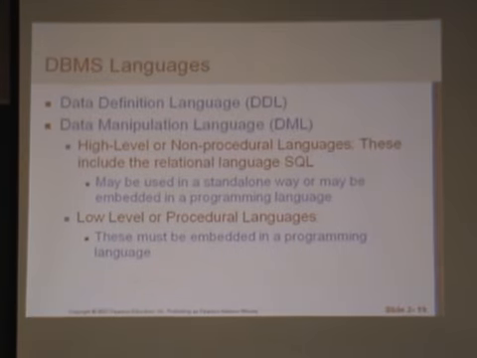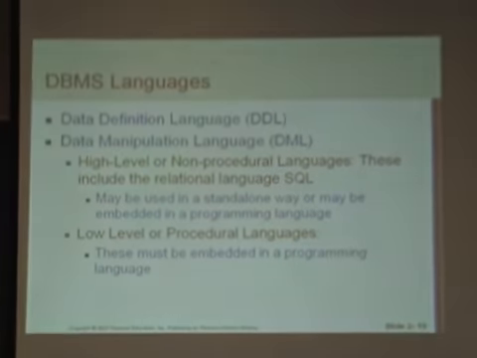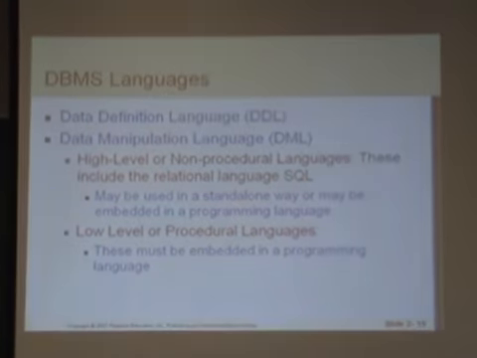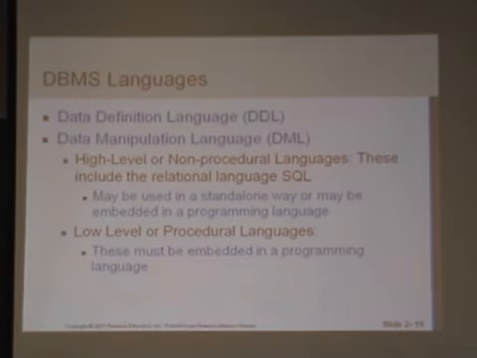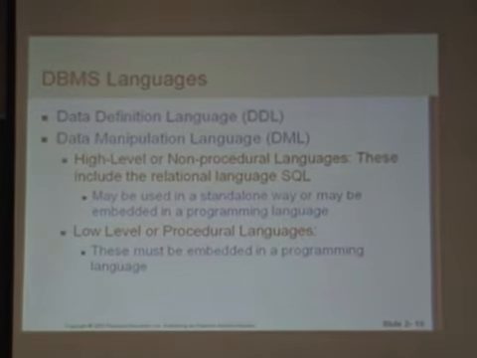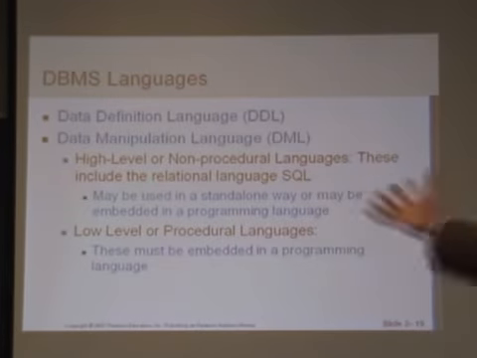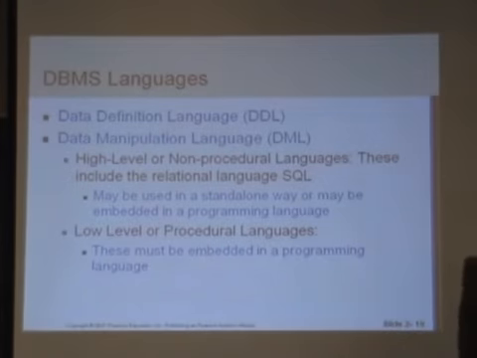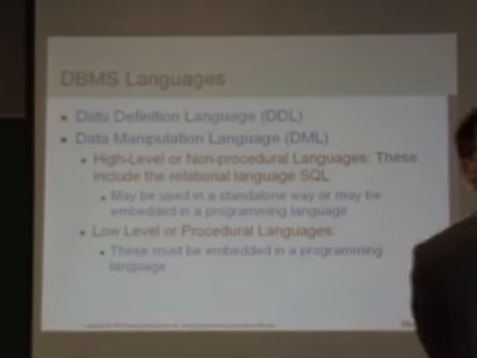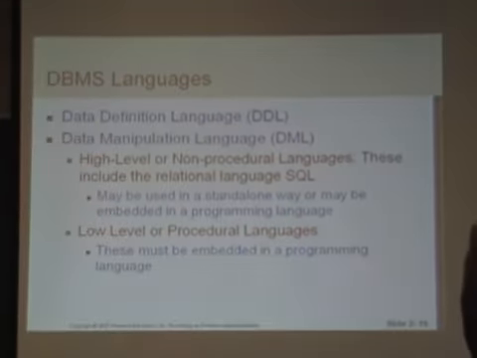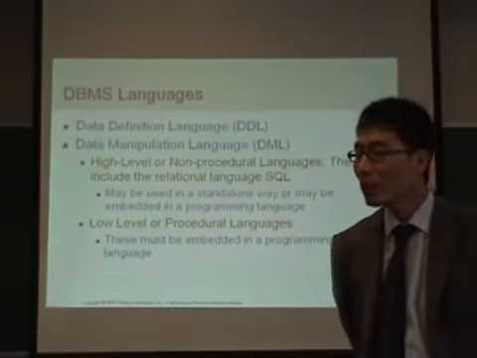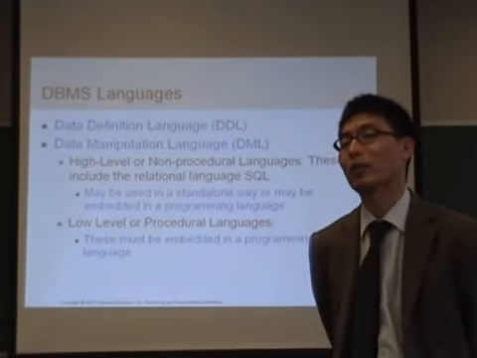Also, regarding the model, a data model consists of constraints, rules, as well as operations. Regarding operations, each and every DBMS model provides a way of accessing the data. That's called the DBMS language. There are mainly two types of language. One is data definition language. Another one is data manipulation language.